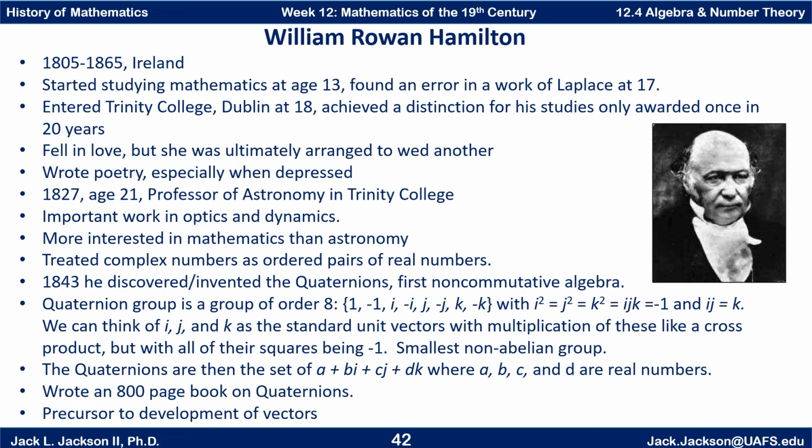So to tell you just a little bit about what quaternions are, a quaternion group is a group of order 8. The elements of it are 1, -1, i, -i, j, -j, k, and -k, with some relationships that i squared, j squared, k squared, and i times j times k are all -1. So i times j is k, and so forth.